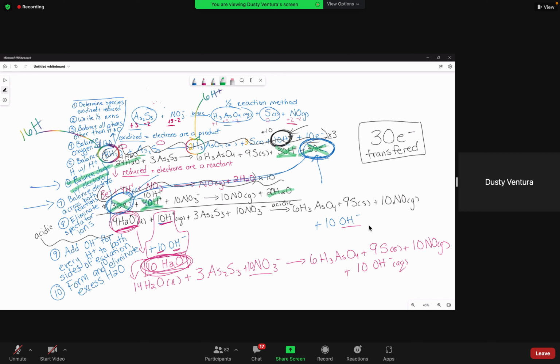So see how I have written here, oxidized electrons are products. So that means they go on the right. And reduced electrons are reactants. So that means they go on the left. Yeah, so that's one easy way for him to ask you about this.